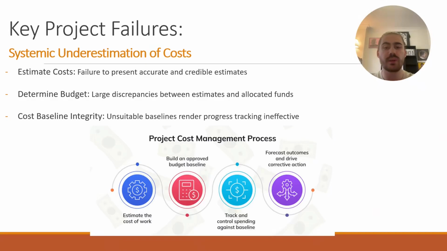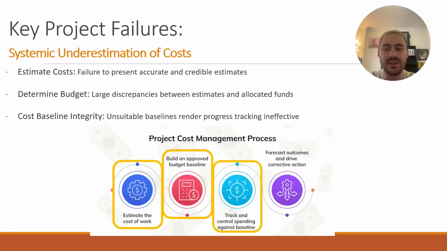With the successes of the project identified, the next step is to identify the key project failures, with the first one being a systemic underestimation of costs. For the underestimation of costs, the Pumbach principles that were deviated from were the estimate costs, where there was a failure to present accurate and credible estimates to shareholders and decision makers, determined budget, with large differences and discrepancies between the estimated cost and later allocated funds, and cost baseline integrity, whereby having baselines based on incorrect or non-accurate information did not allow for proper progress tracking.